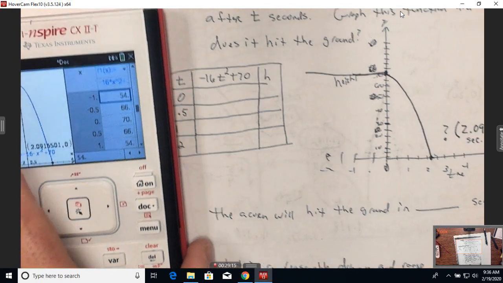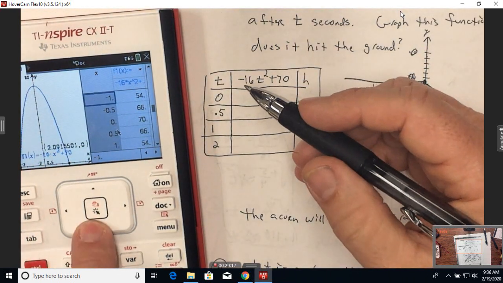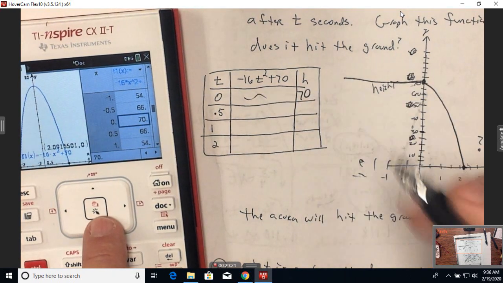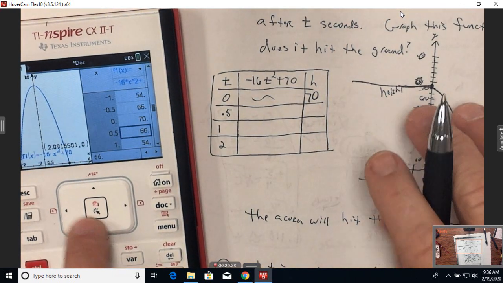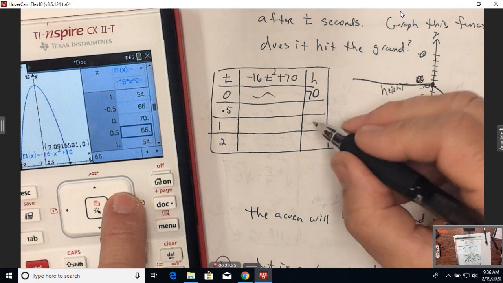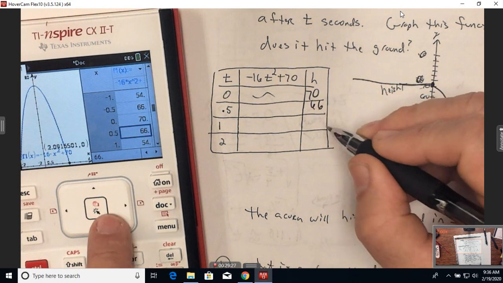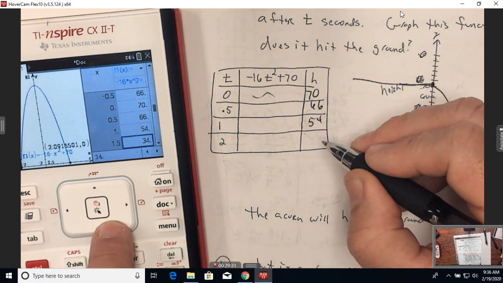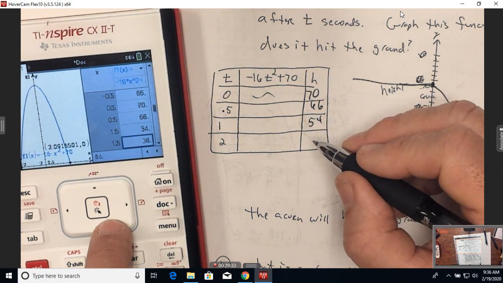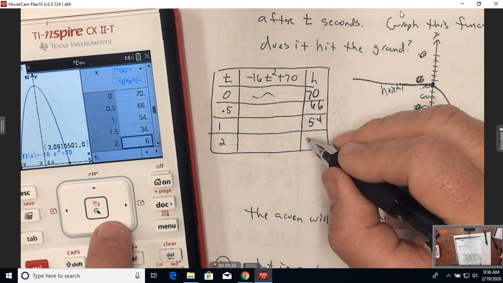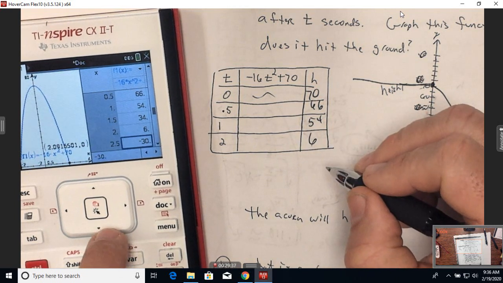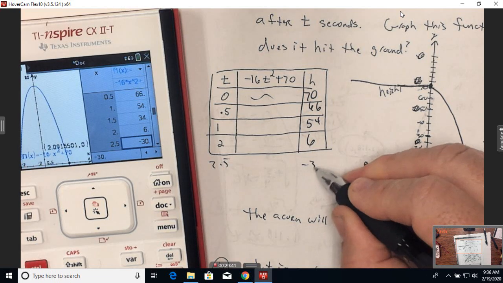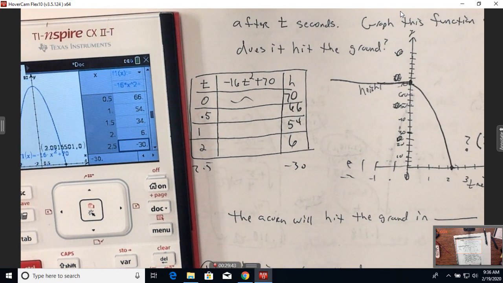Okay. And then fill out our table. If I'm at 0, where am I at? 70, and that's our calculator, so we're not going to put anything there. We're not going to show the math there. 0.5 would be at a 66. 1 would be at a 54. 1.5, don't want. 2 would be at a 6. 2.5, so if you wanted to add 1, 2.5 would be at a -30, which doesn't make sense.